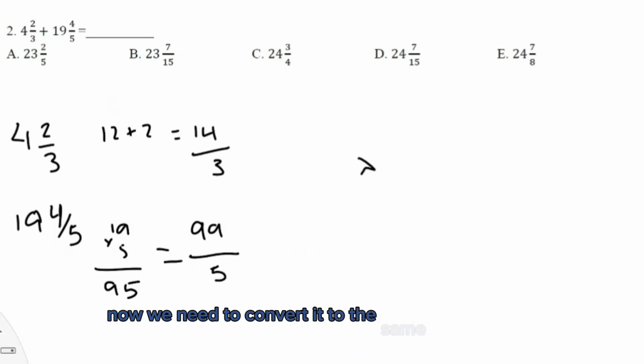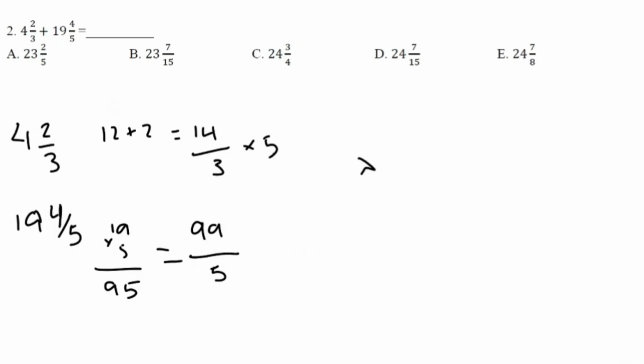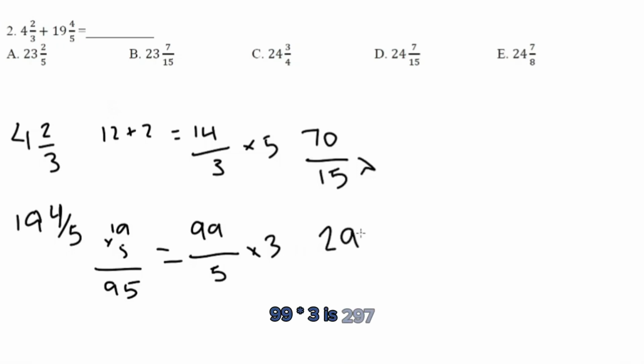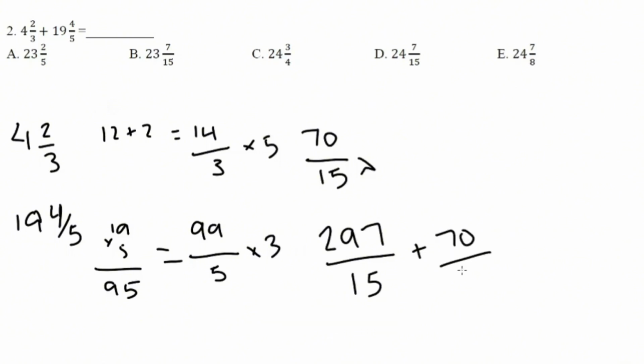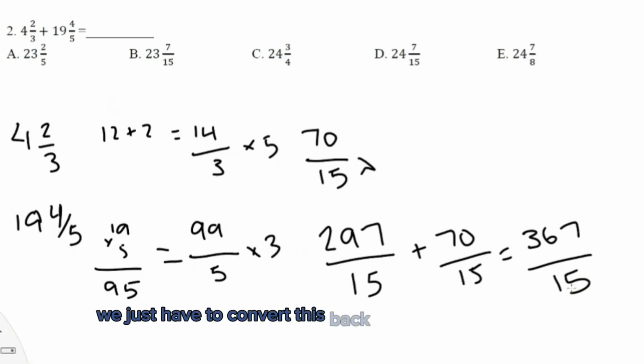Now we need to convert them to the same denominator. So we can multiply both of these by 5 and 3 to make them even denominator. So 14 times 5 is 70. So 70 over 15. 99 times 3 is 297. 297 over 15. Alright, now we just add them. So that is 297 over 15 plus 70 over 15. That is 367 over 15. Alright, now we just have to convert this back into a whole number.